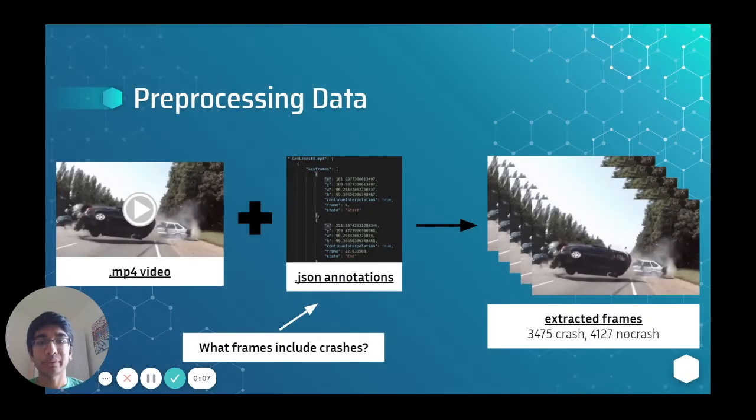For pre-processing, we first used the annotations on the dataset to separate the crash frames from the non-crash frames. We now have a class-separated dataset of images. This was necessary so we could train the CNN to learn to recognize a crash.